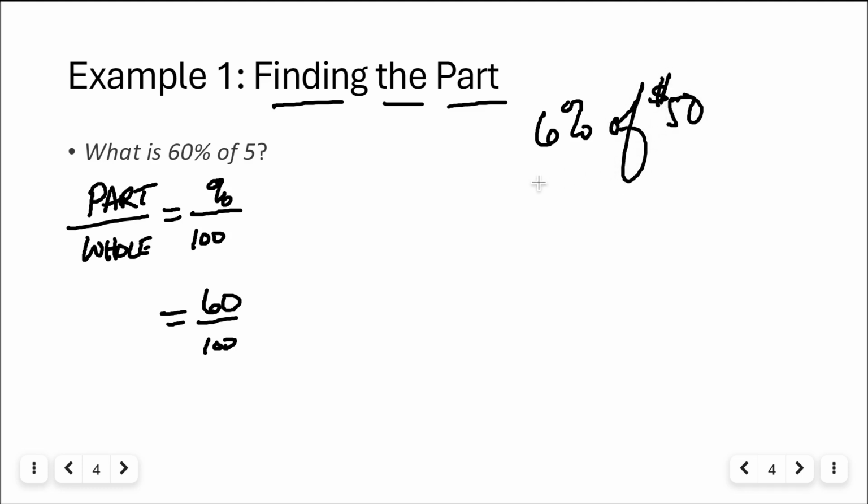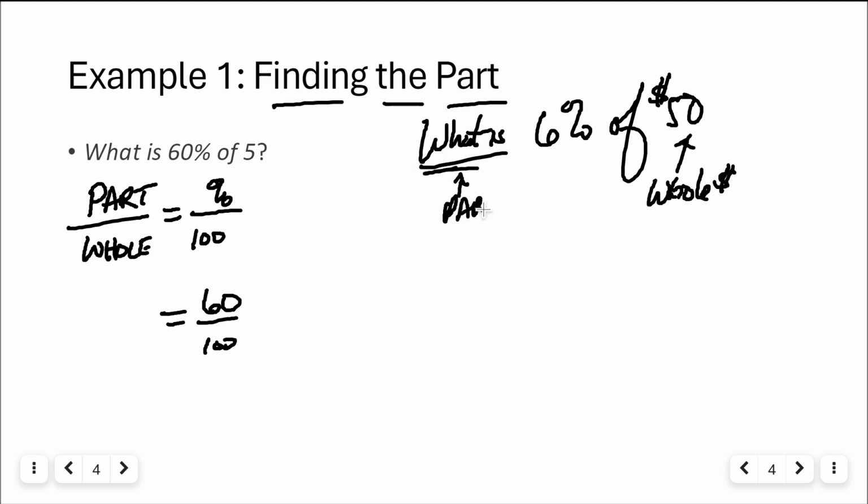Let's say, what is 6% of $50? Because I need to figure out the tax. Well, the $50 is the whole amount that I paid, right? The number that I'm looking for in this case, if I say what is 6% of $50, is the part, right? So this is some part of $50. 6% of $50 is some part of that amount.